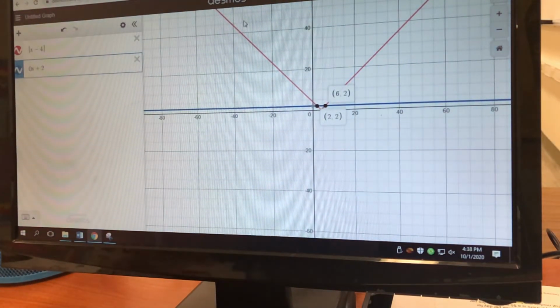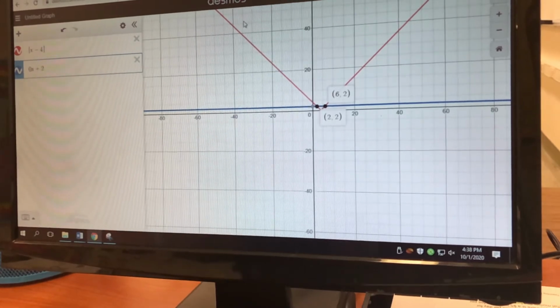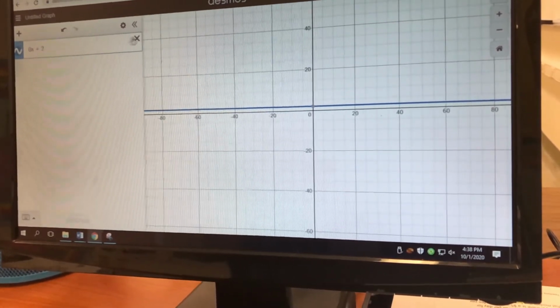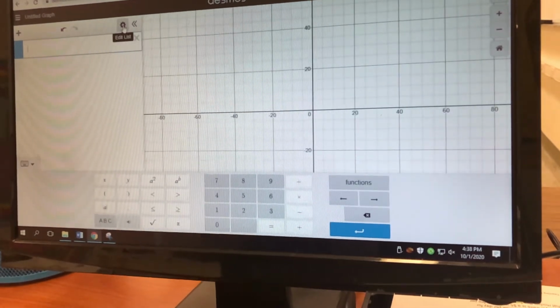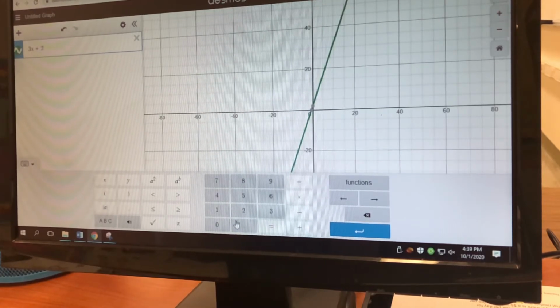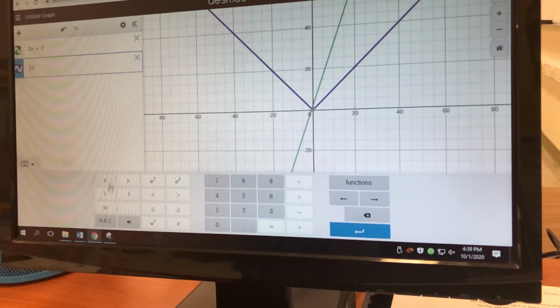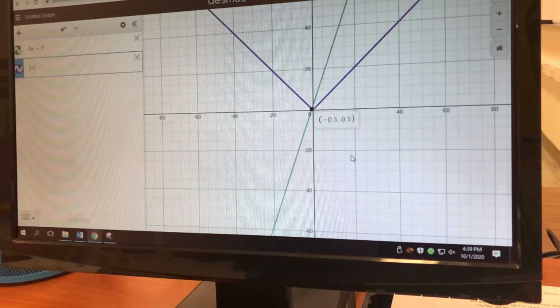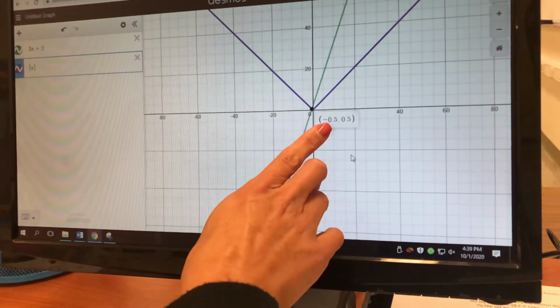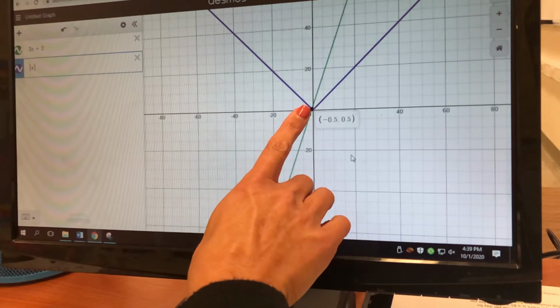Okay, let's try one more. So 3x plus 2 less than absolute value of x. 3x plus 2 is a linear, and then the other one is just absolute value of x. So here's my intersection at an x value of negative 0.5, and there's only one intersection here.